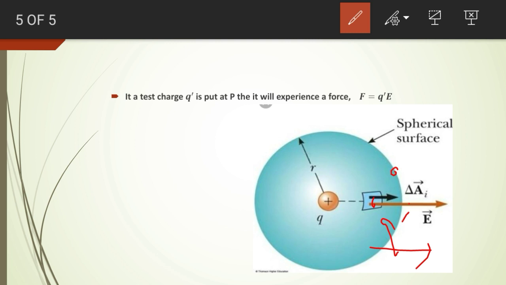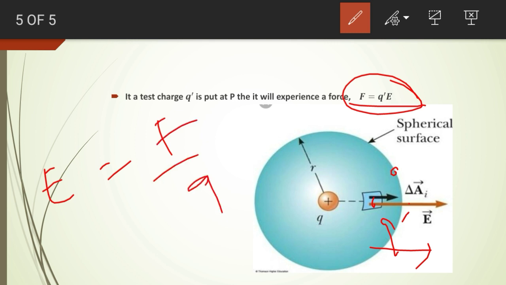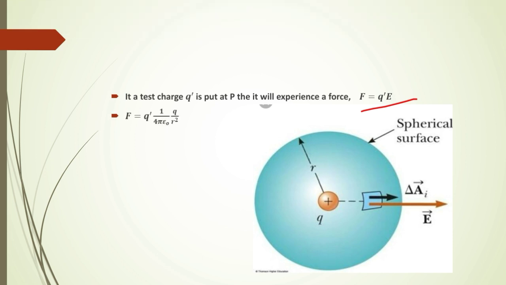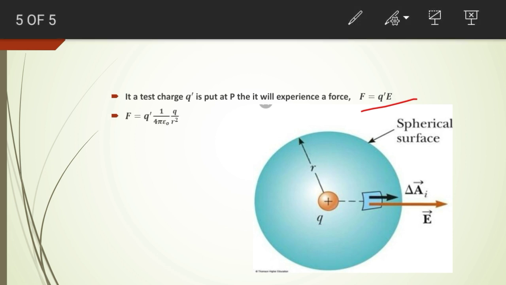Whenever you put a charge under the effect of some electric field, it must experience a force. And how much force is that? The definition of E is F divided by q dash. So F is equal to q dash multiplied by E. Now E shall be replaced by 1 by 4 pi epsilon 0 q by r square. So I have replaced it.